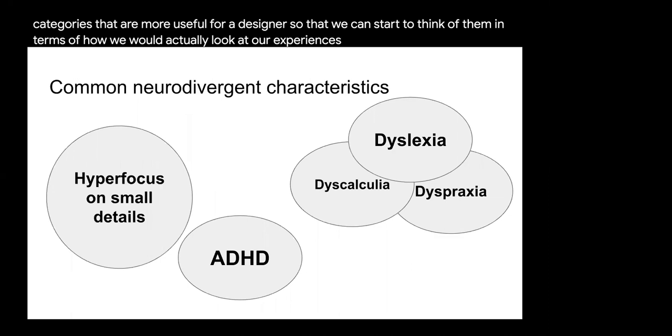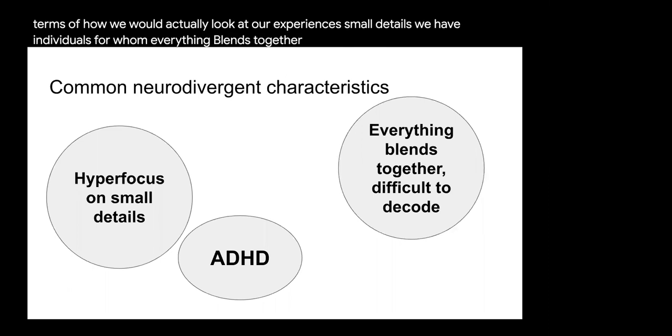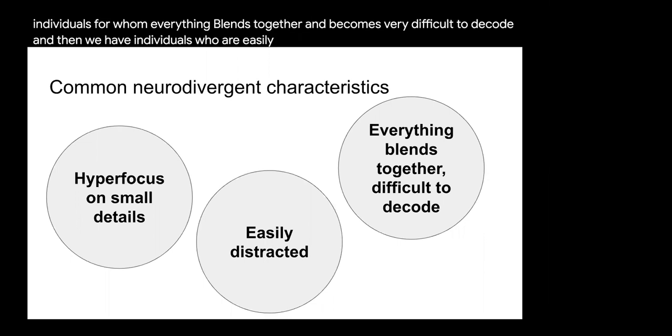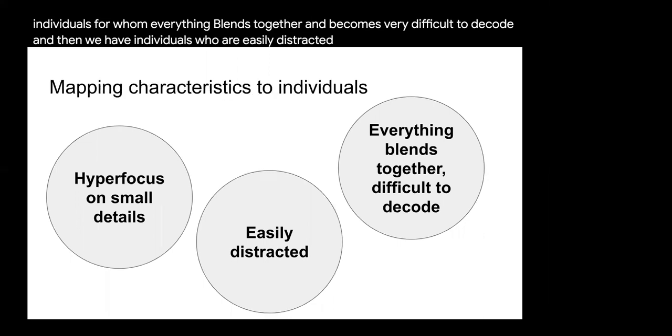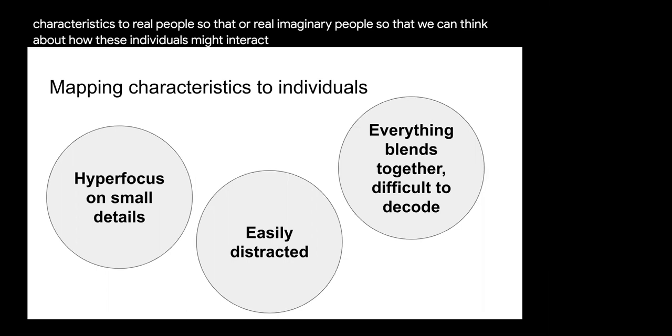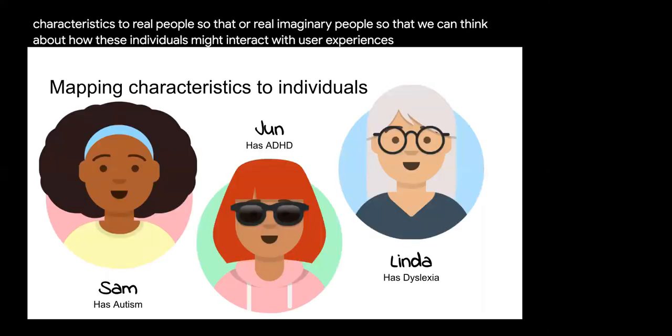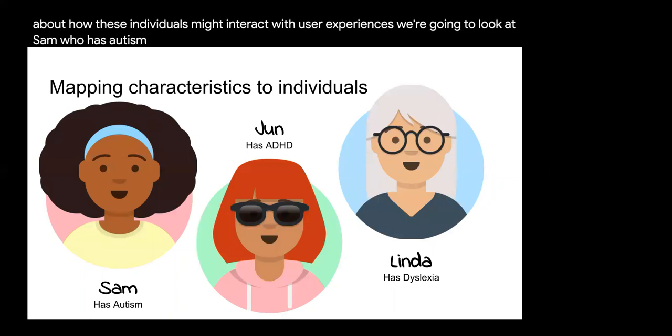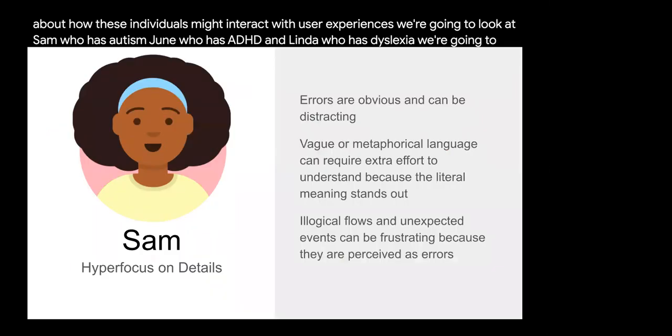We have individuals who hyper-focus on small details. We have individuals for whom everything blends together and becomes very difficult to decode. And then we have individuals who are easily distracted. Next, we're going to map these characteristics to real people, or real imaginary people, so that we can think about how these individuals might interact with user experiences. We're going to look at Sam, who has autism, June, who has ADHD, and Linda, who has dyslexia. We're going to start with Sam.